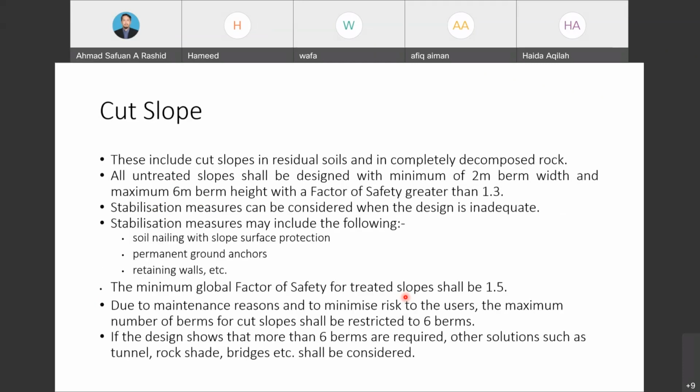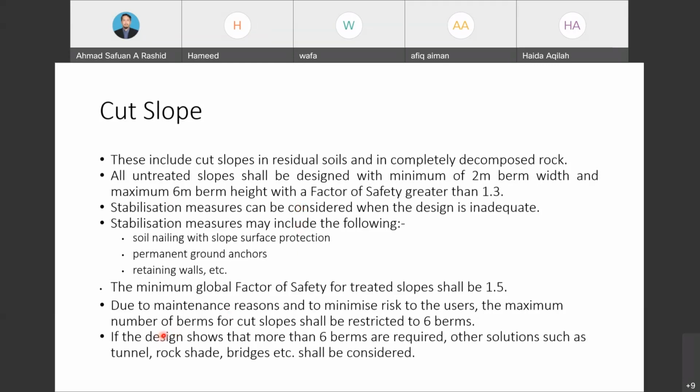For the rock slope, this is for the cut slope. I will just go through the important things. There is a minimum of 2 meter berm width, so make sure that the width of the berm is 2 meter, and for every 6 meter there should be one berm, so the maximum height between berms is 6 meter. For example, if we have a 12 meter height of slope, we need to have 2 berms.